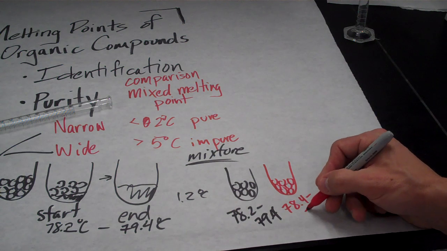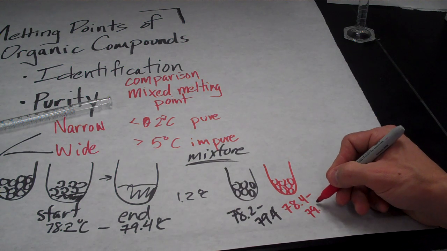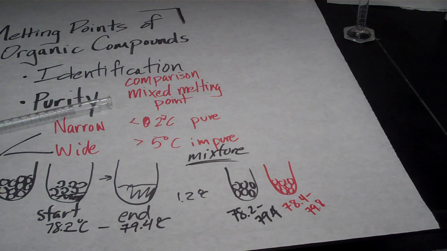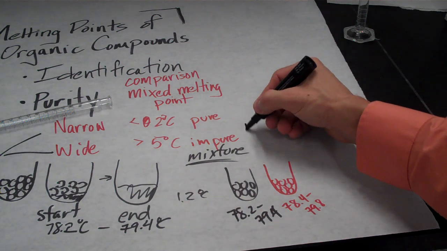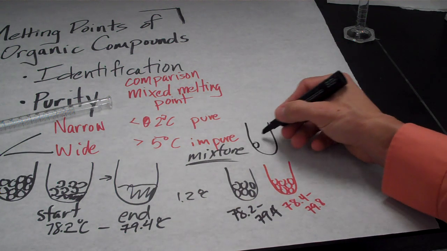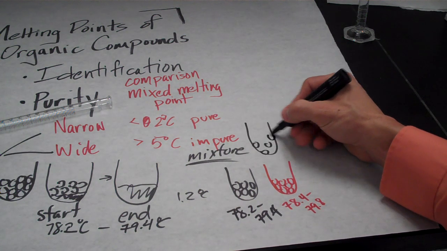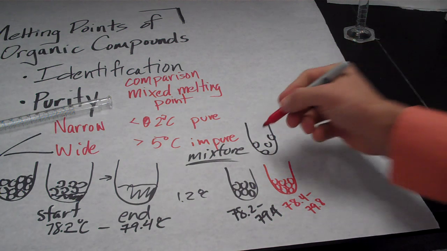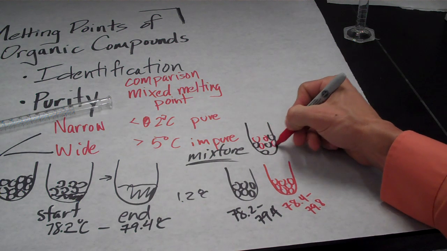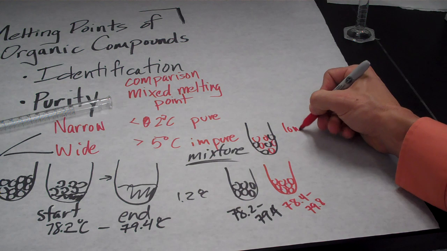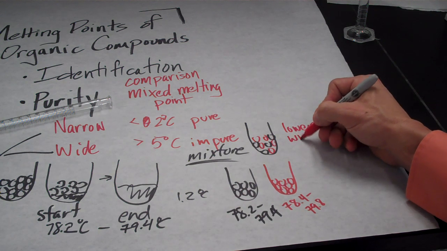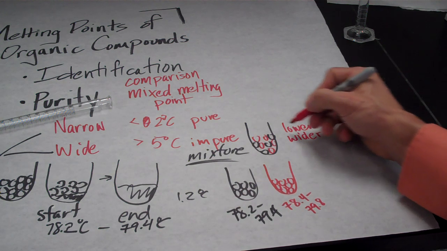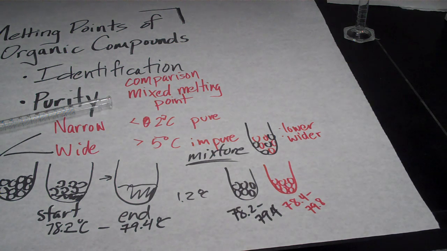and then I had another material that was the red marker represents, that was also, let's say, 78.4 to 79.8. These materials have essentially the same melting points. When I mix them, though, one of the interesting things about mixtures, all mixtures have melting points that are lower and wider than their pure counterparts.